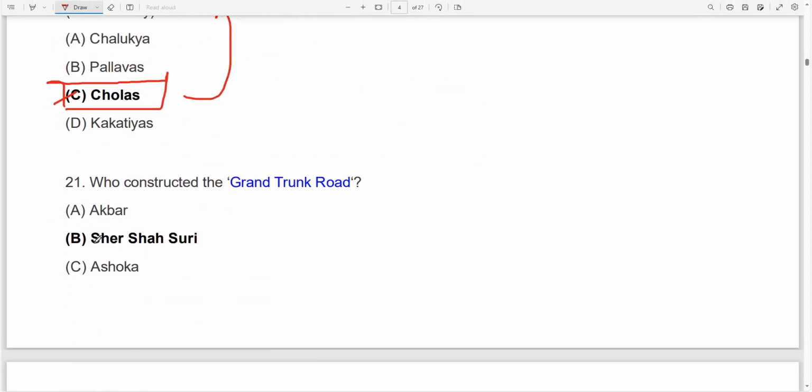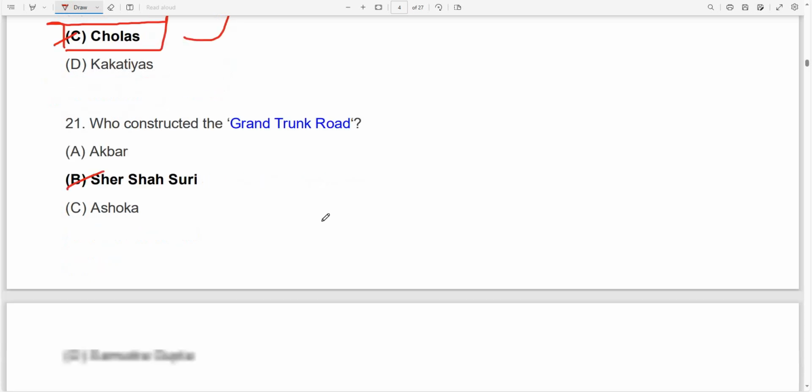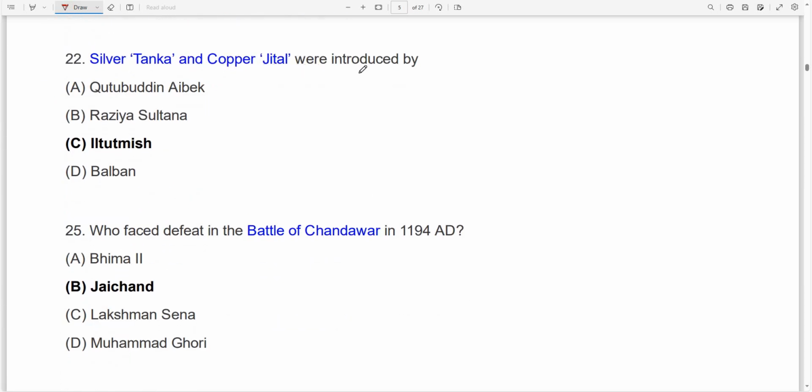Who constructed Grand Trunk Road? Sher Shah Suri is the one who constructed Grand Trunk Road. Moving on to the next question. Silver Tanka and Copper Jital were introduced by Iltutmish.